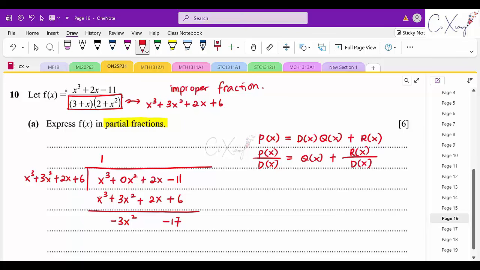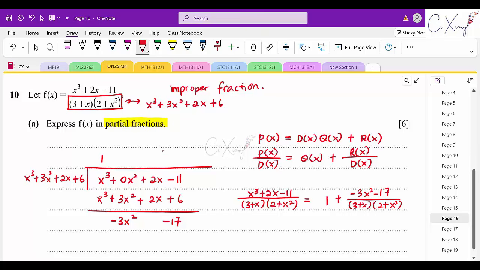So if I want to apply what I have in this, my px is on top, dx at the bottom. So if I write it out, my equation will look something like this. X power 3 plus 2x minus 11 divided by, this is the divisor, okay, will be equals to quotient. So what's my quotient? Quotient is this one, 1. Then plus remainder. What's my remainder? Negative 3x squared minus 17 divided by the divisor again. So x plus 3, then 2 plus x squared.